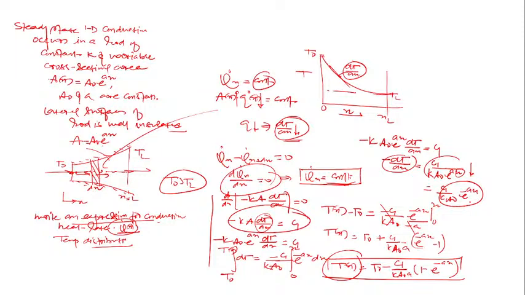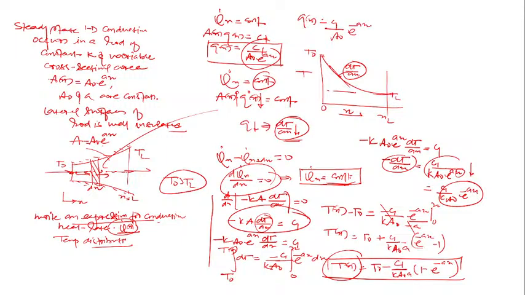How will you find the flux distribution? The flux distribution is very simple. Since q dot x is equal to constant and it is area into flux is constant c, then flux is equal to c upon area. Area is what? A naught into e to the power ax. This is what the flux is going to vary with x. Clear? C1. As x increases, flux decreases. So flux is equal to c1 upon a naught into e to the power minus ax. Clear?